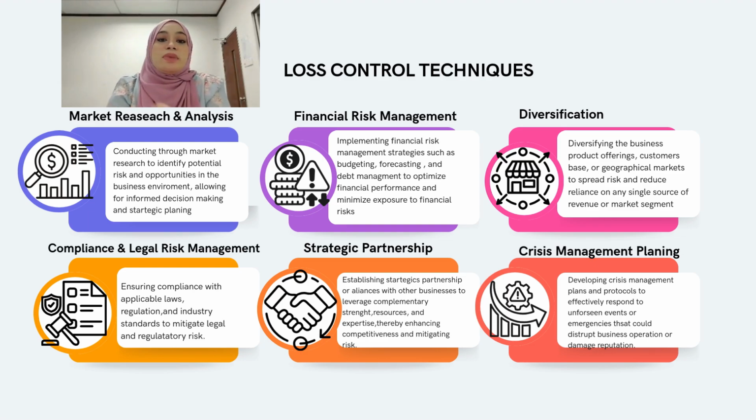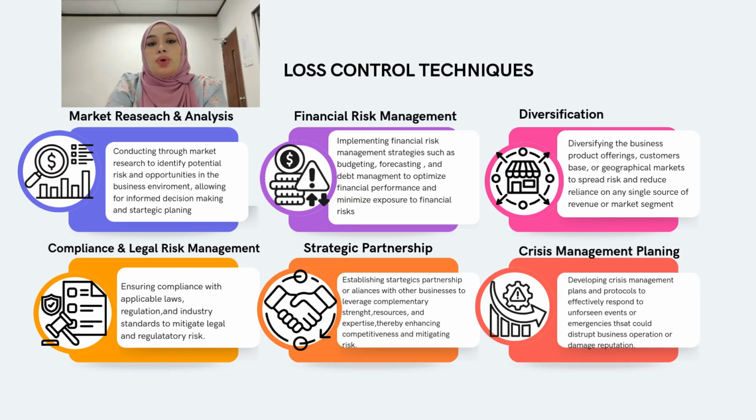So one of the smartest things a business can do is diversification. We don't want to rely only on one product or one single customer. If that one thing fails, the whole business will fail too. But by diversifying, we separate our risks, and we also focus heavily on compliance and legal risk management. In today's world, a single lawsuit or a regulatory fine can shut a company down, so we make sure we are following every rule to the letter.